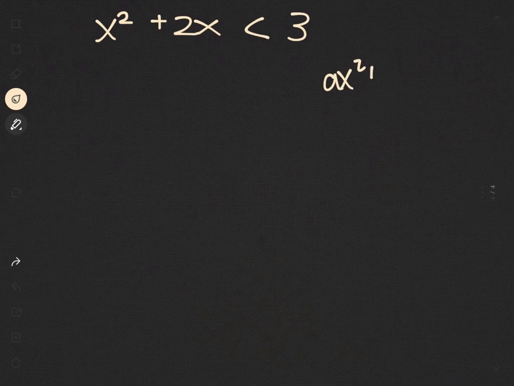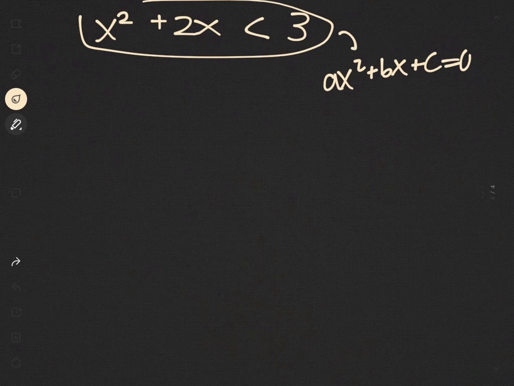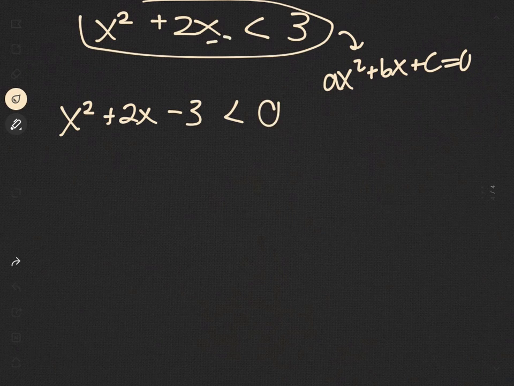ax squared plus bx plus c equals 0. So I'm trying to get this inequality in this form over here, so it's easier for me to solve because I already know how to solve a quadratic equation. So I'm going to rewrite that as x squared plus 2x minus 3 is less than 0. I've just subtracted 3 from both sides, effectively bringing over this 3 to this side.